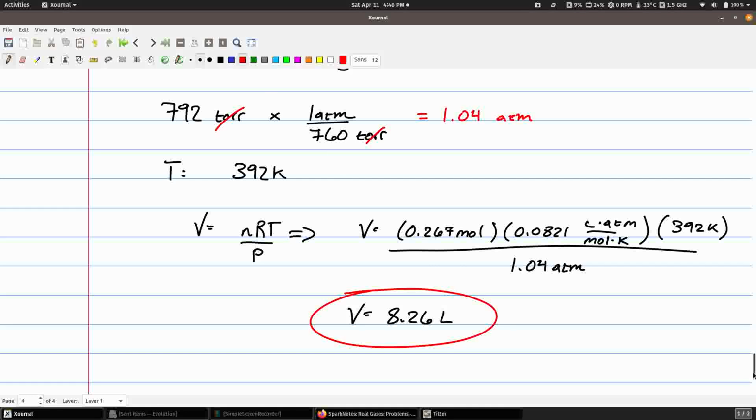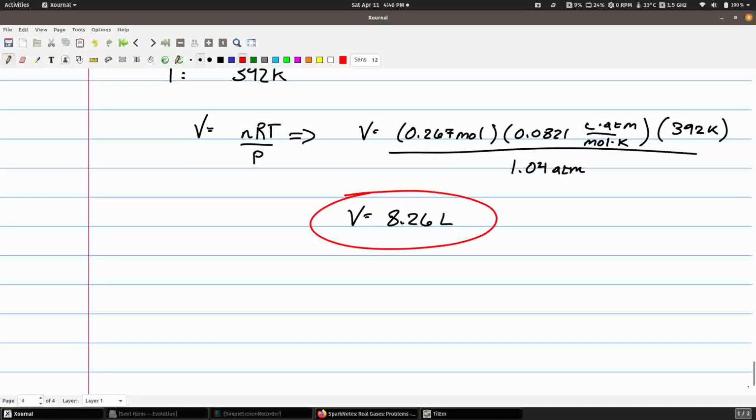Yeah, that's pretty much it for your test. This was supposed to be just like a quick recap of everything that's going to be on it, and how to do the problems.